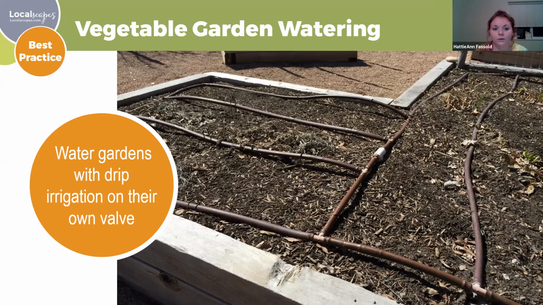We do recommend that your vegetable gardens be watered with drip. It's the easiest way to do it. And then make sure that they're on their own valve, that they're separate from your planting beds and your central open shape watering schedule, just because vegetables need to be watered differently than most of your landscape plants and your lawn, right? So make sure they're on their own valve. And then drip irrigation, we do recommend just because that's an easy way to get water distributed more evenly without doing spray irrigation.